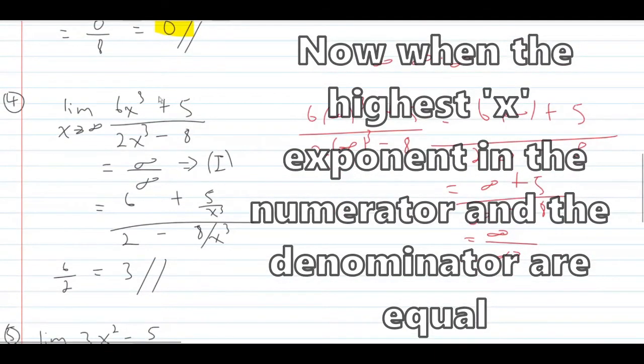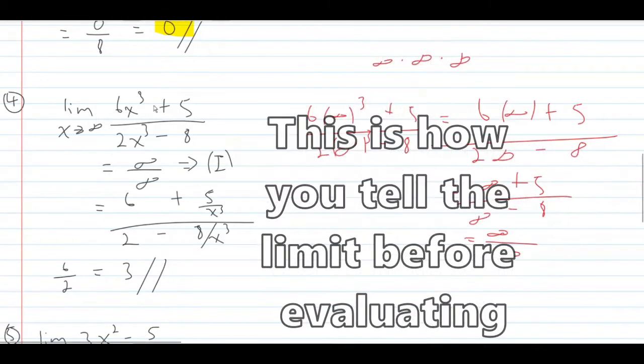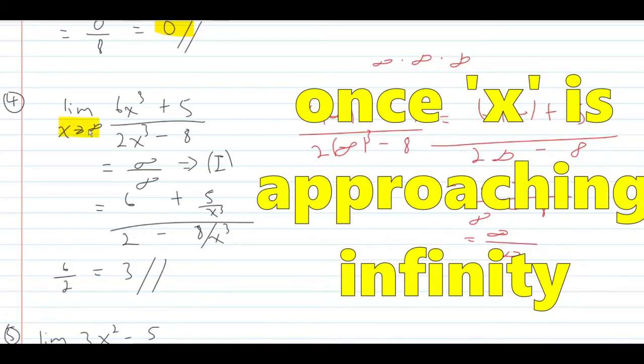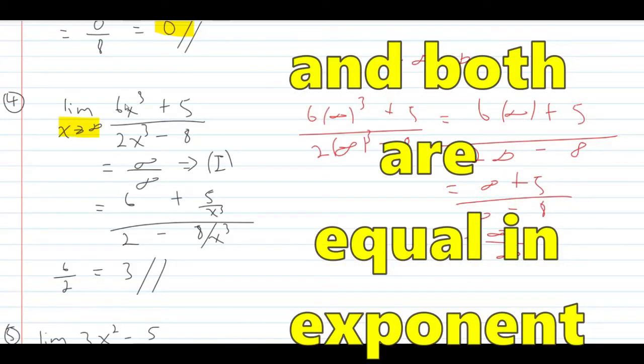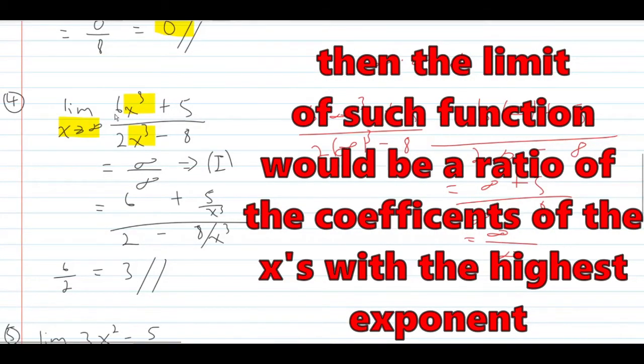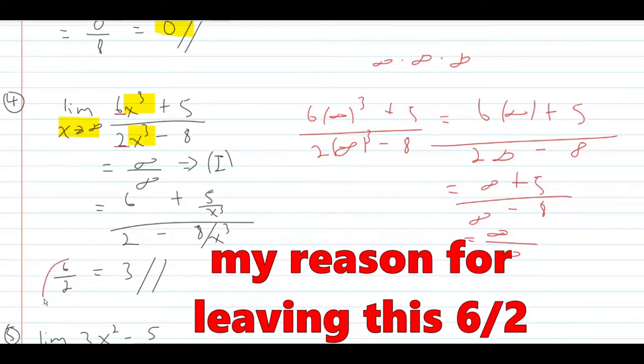Now when the exponents of x are equal in the numerator and in the denominator, this is how you tell the limit before evaluating. Once x is approaching infinity, and both are equal in exponent, then the limit of such a function would be a ratio of the coefficients of the x's with the highest exponent. That's my reason for leaving 6 over 2.